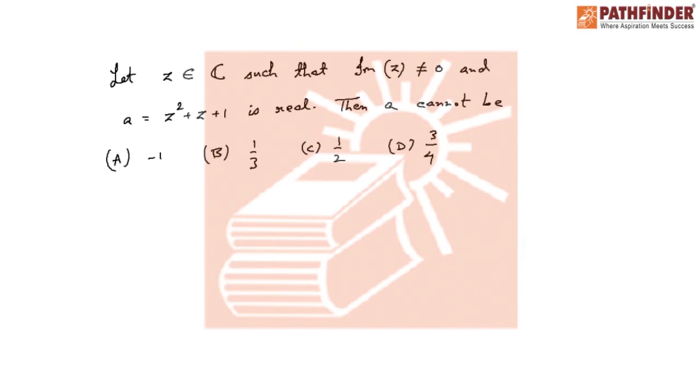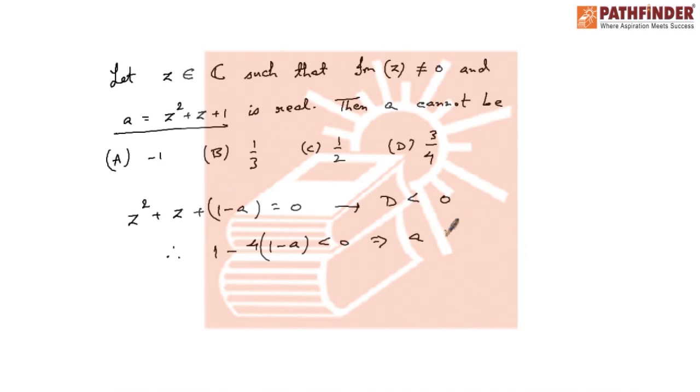Now since imaginary part of z is non-zero, it clearly means that z is non-real. So this equation, z square plus z plus 1 minus a equal to 0, will have non-real roots if its discriminant is negative. So obviously we put b square minus 4ac, that is 1 minus 4 into 1 minus a, less than 0. This is negative, which gives us a less than 3 by 4. And therefore a cannot take the value 3 by 4, which means obviously the option D is correct. So it cannot be 3 by 4. It can be less than this, which is given by the remaining 3 options.